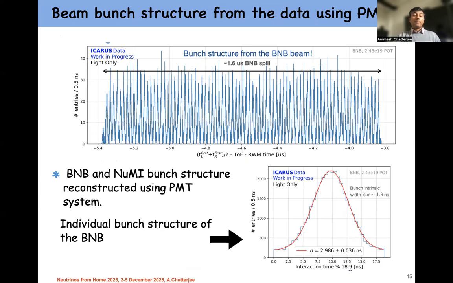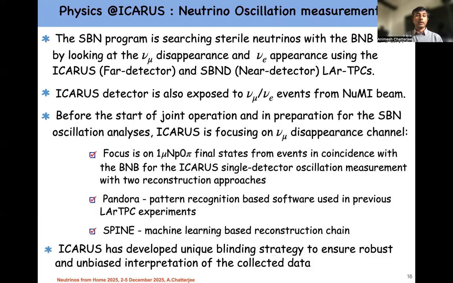Now, apart from the TPC, with the light collection system we are also able to see the bunch structure of the beam very clearly, as you can see from the BNB, and we are able to see the resolution of each bunch, which was very close to the intrinsic width expected from the BNB. A similar study was performed for the NuMI as well.